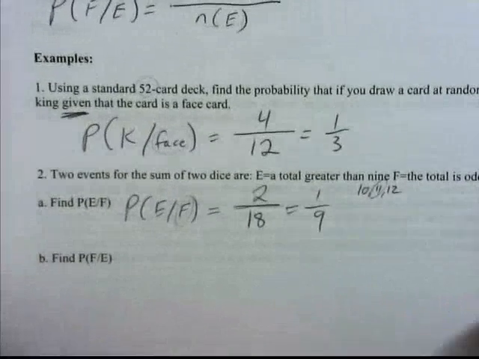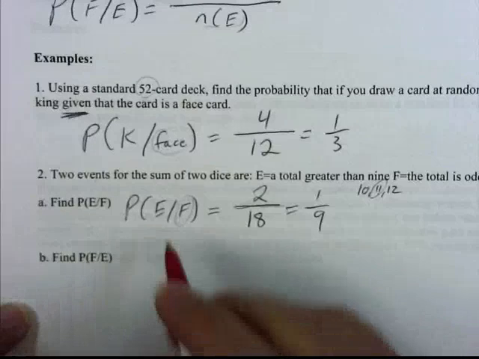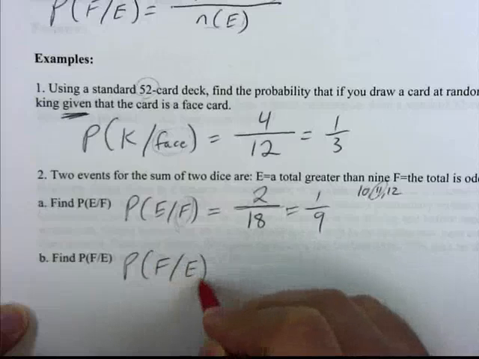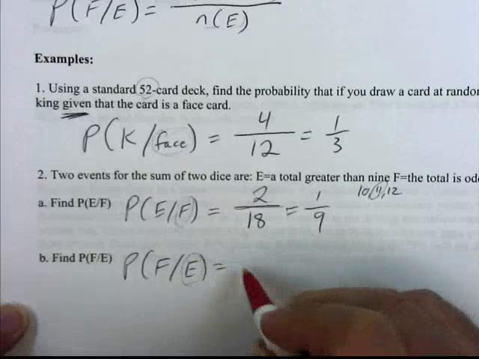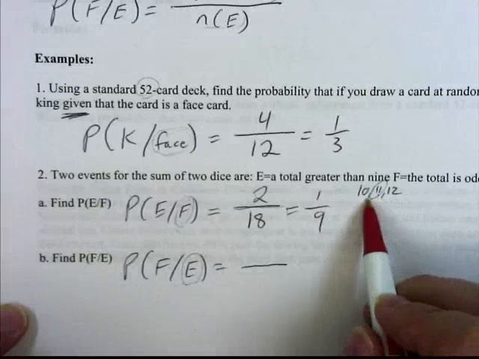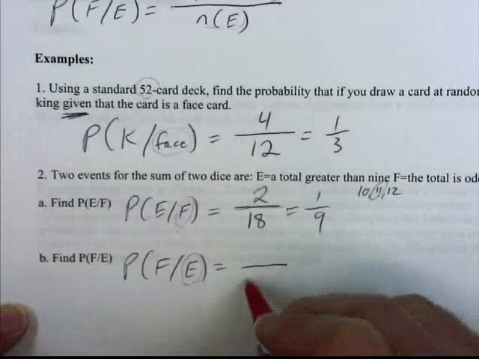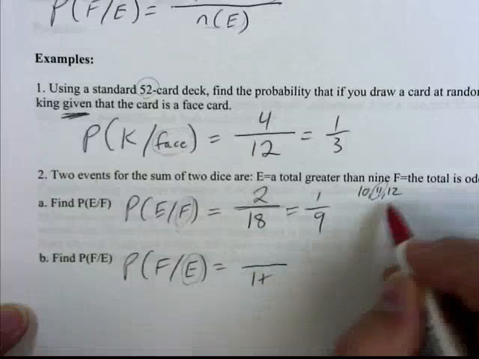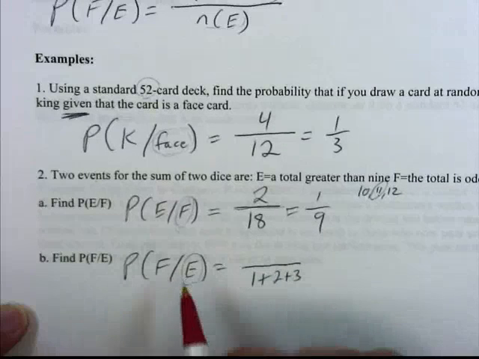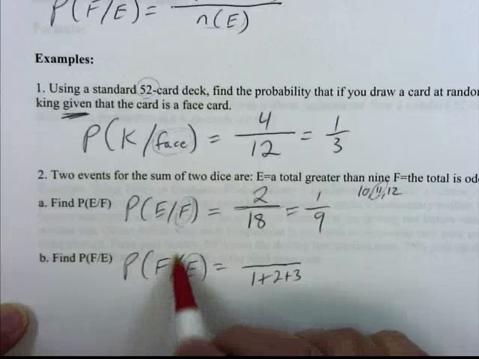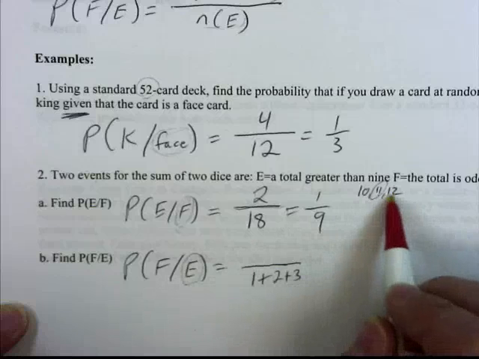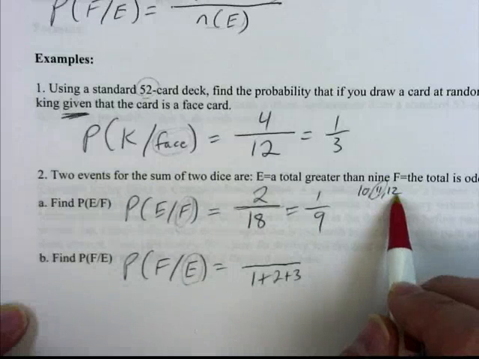If we switch those, that switch is going to be important, because if we're looking at the probability of F given E, that means we need to start with E, which means we're starting with a total that's greater than 9. So there's 1 way to get a 12, 2 ways to get an 11, and 3 ways to get a 10. And then we want to know what's the probability that we get an odd, given that we already started with something that's greater than 9.